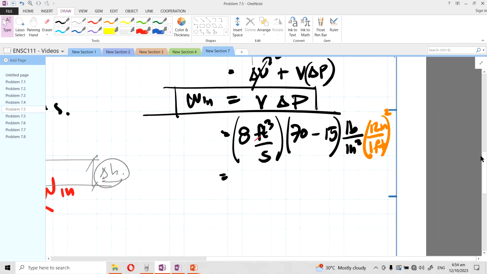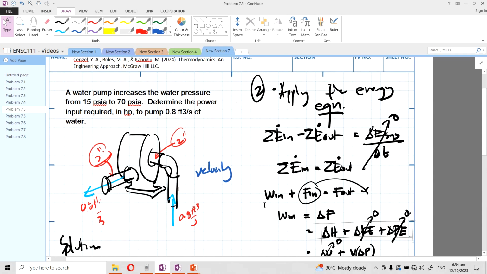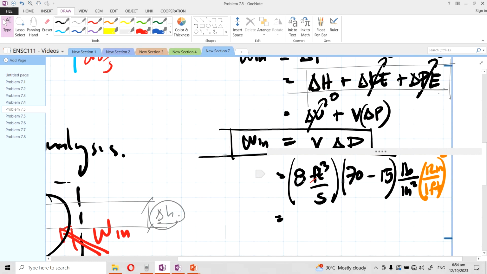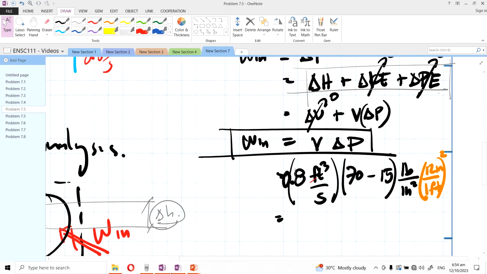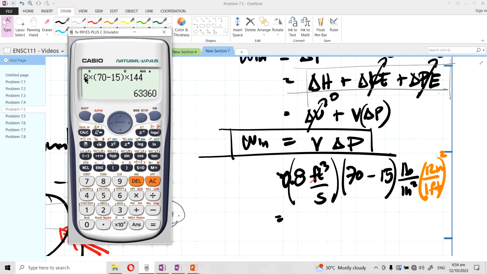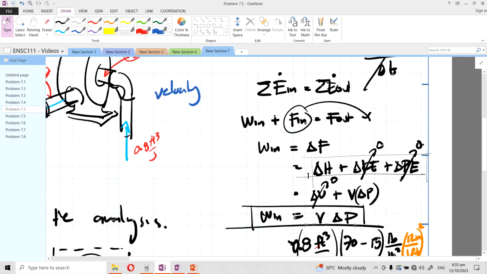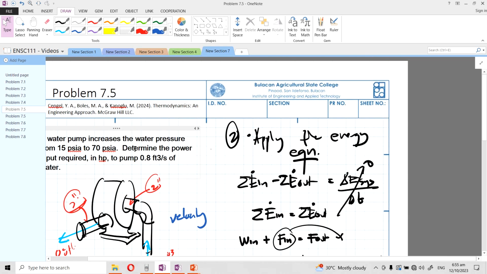Right, so let me check again. Sorry, this is not 8, it's 0.8. So 0.8 times 70 minus 15. So 6,336 foot pound per second. Right, so we are asked to determine the power in horsepower.